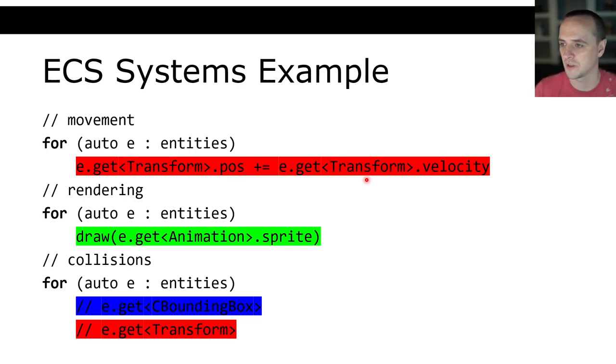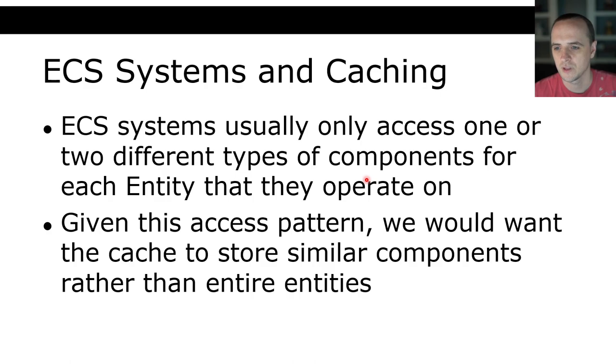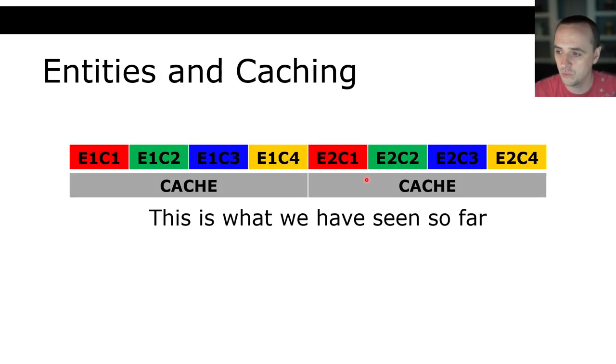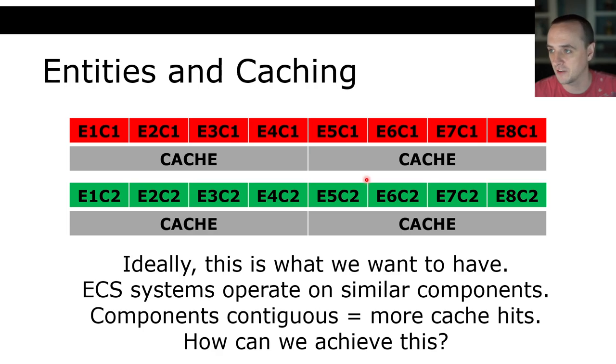So why would I do that, right? What I would want over this is something like this. If I am only accessing the transform component, or component one, so entity one component one, entity two component one, entity three component one, right? If I'm looping over all of my entities and only using one of the transforms, this is what I would like to have. I would want all of the components of the same types stored contiguously, not entities stored contiguously. So ideally, this is what we want to have.